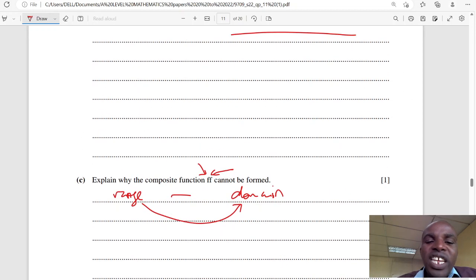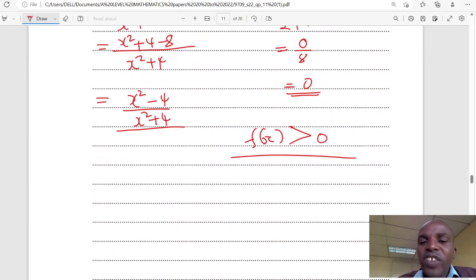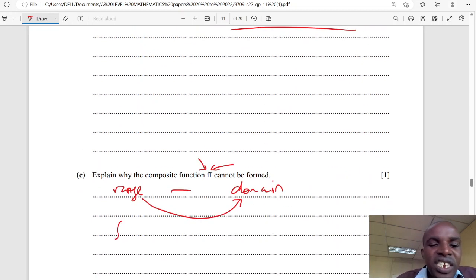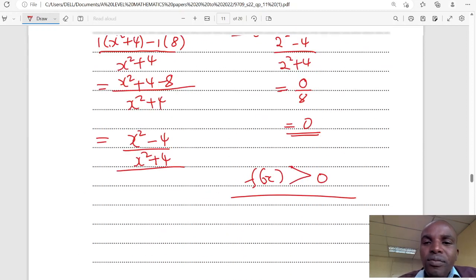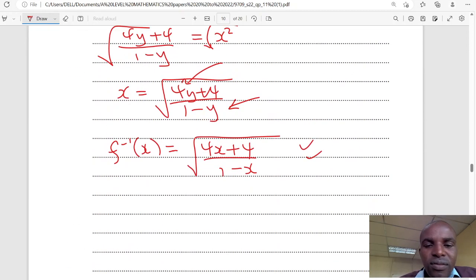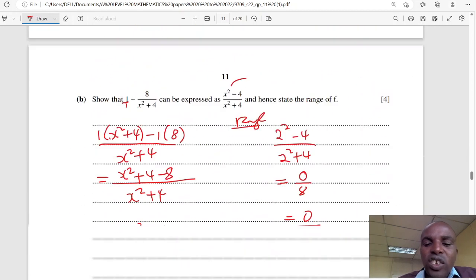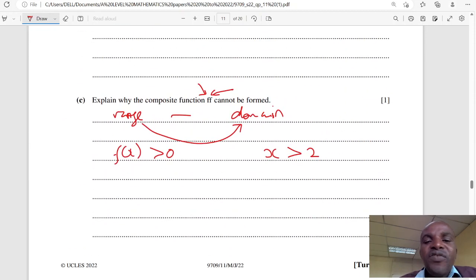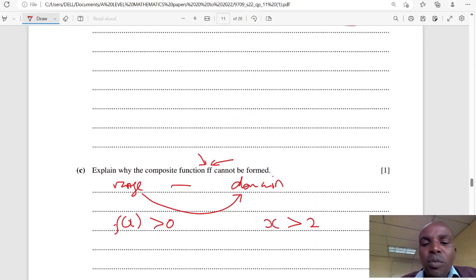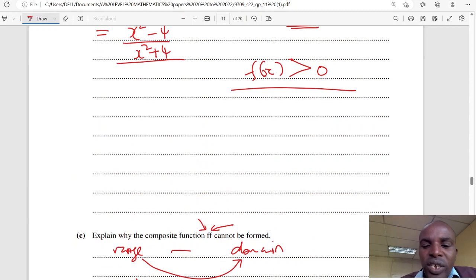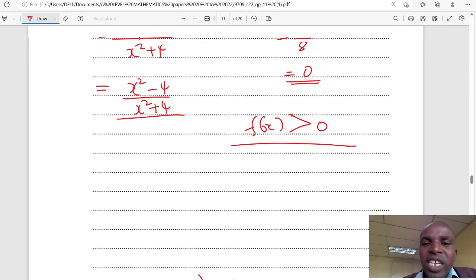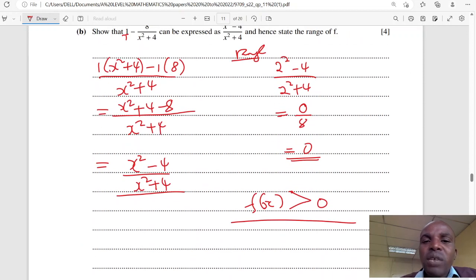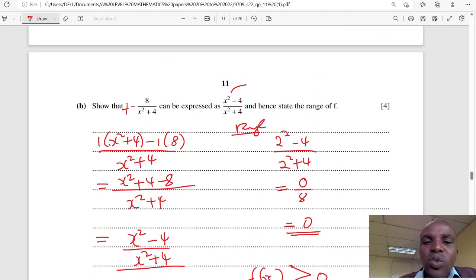So let's check. The range is f of x greater than 0. Then the domain was x greater than 2, right? Then you can take this domain and substitute here. You can take maybe a number that's greater than 2, maybe 5. If we take 5, we substitute 5 here. What do we get?